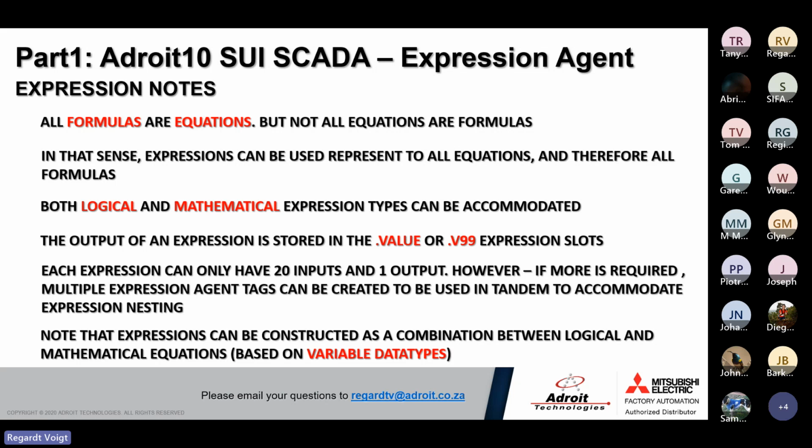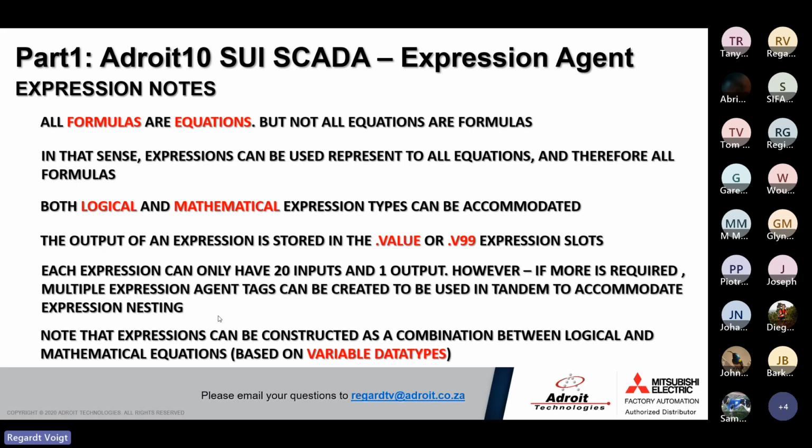Okay. The output of the expression is stored in your dot value, as with all other agent types. But additionally, you can also store it in V99 in that expression slot. So both of these are slots that are used for your outputs. Your input slots will be from V01 to V20 for a standard expression. So as I mentioned, each expression has 20 inputs, 1 output, and you can use them in combination with other expressions to increase both inputs and outputs.